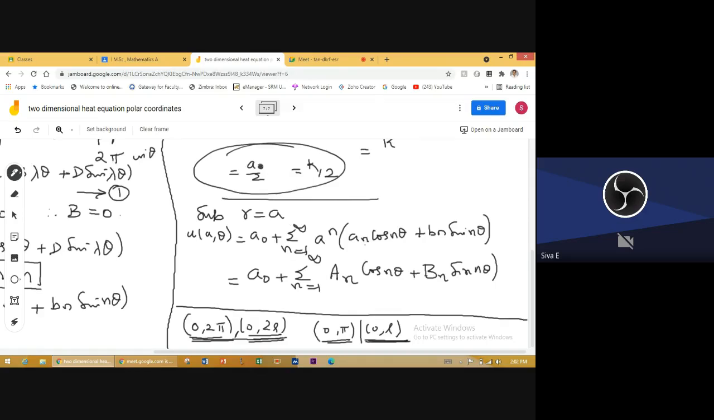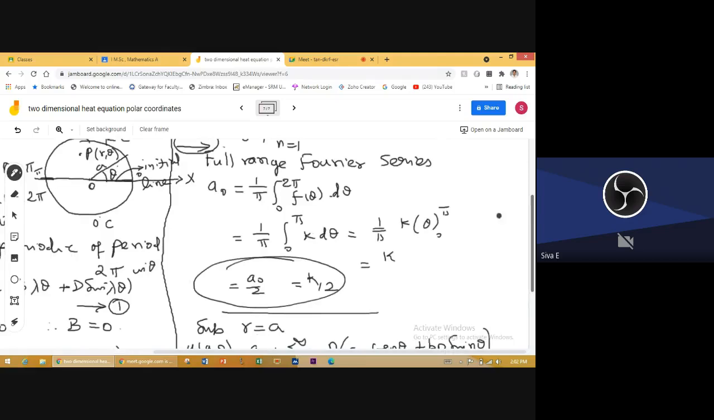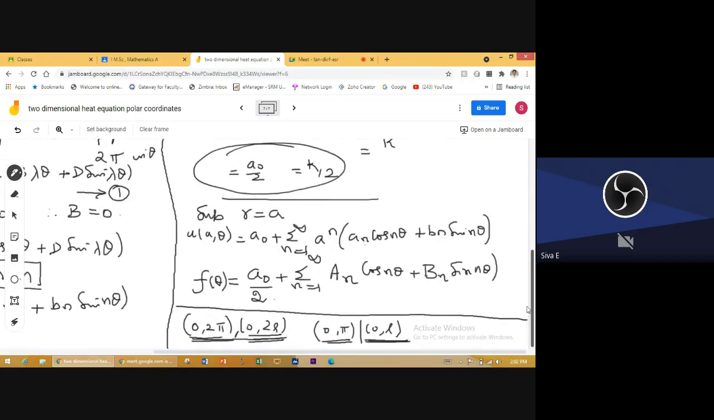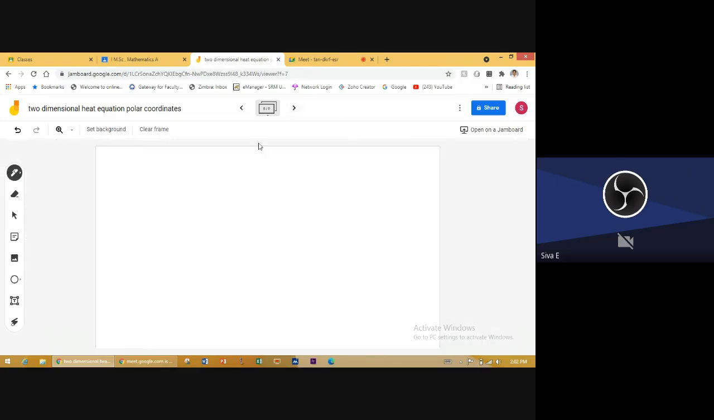But the first term generally is not a naught actually. For the Fourier series, it is a naught by 2. So please correct it. You will get that a naught is k. Anyway, if you are doing it like this, a naught is k, and the first term is k by 2. Fine. What is the next step? Next we have to find this a n and b n. So how can we find a n and b n?